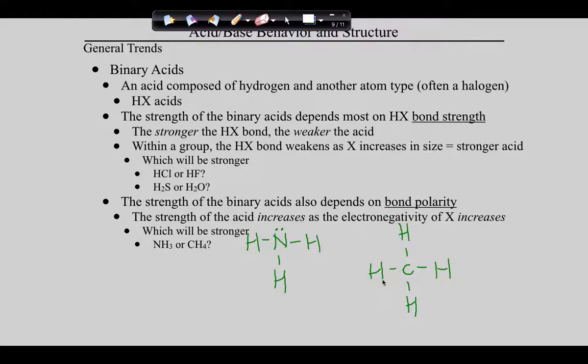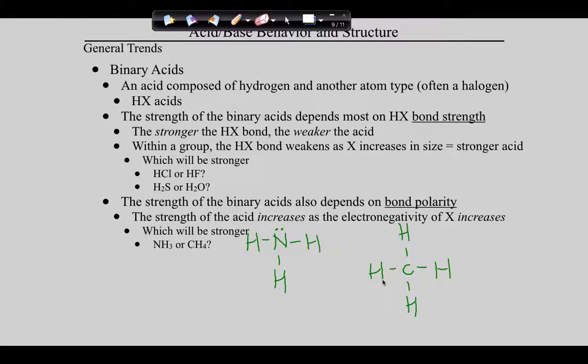Notice that nitrogen and carbon are period mates. So their sizes are pretty close to the same. So guys, when we're dealing with elements that are in the same period, they functionally have the same amount of shielding. So to figure out which one is the stronger acid, we need to know which bond is more polar. So both of them are bonded to hydrogen, of course, but guys, which element is more electronegative, nitrogen or carbon?